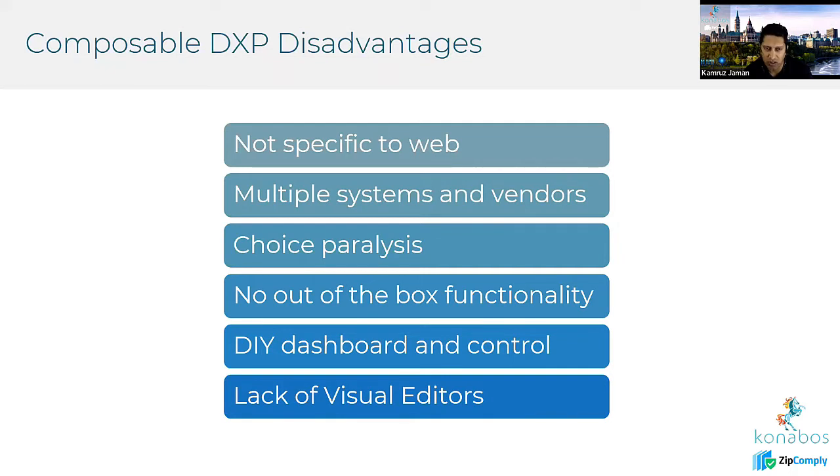But check something like buildyourdxp.com. It'll give you some nice lists of vendors in each particular category. You can then start to narrow it down to the ones that you like.